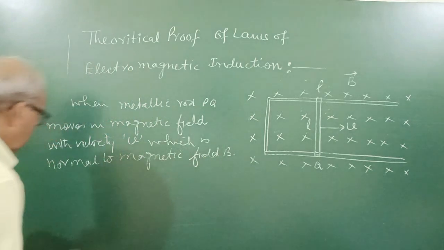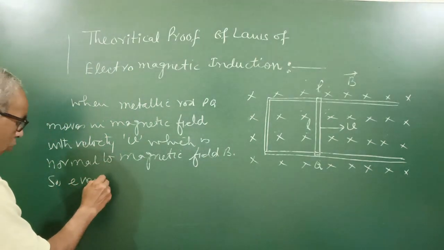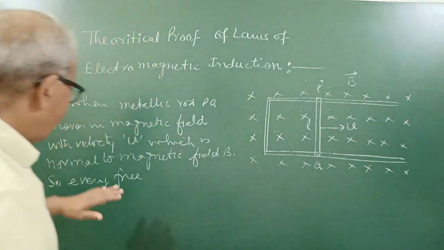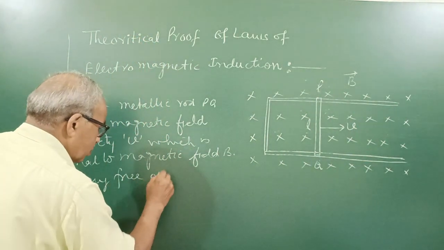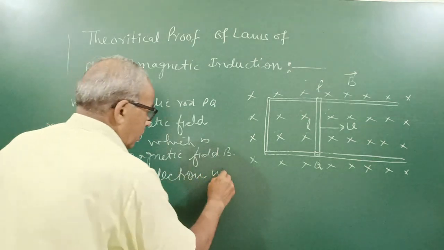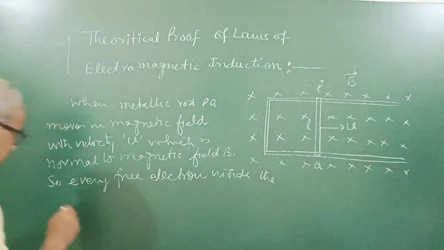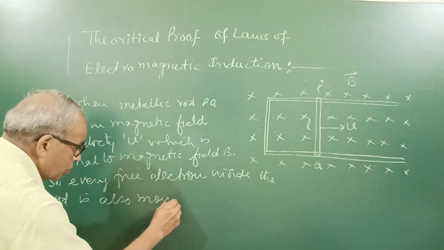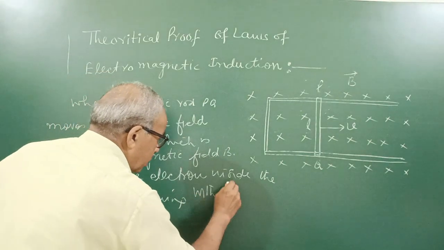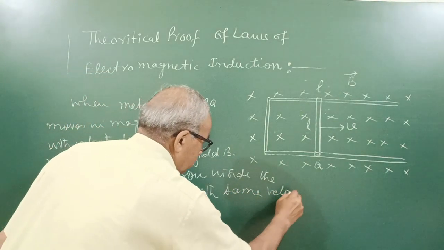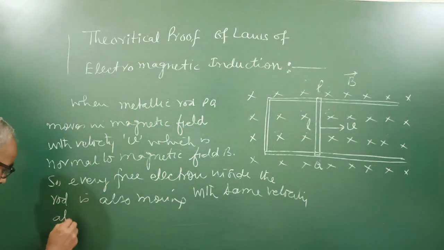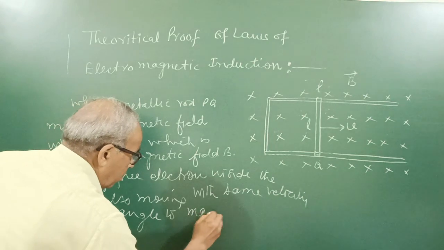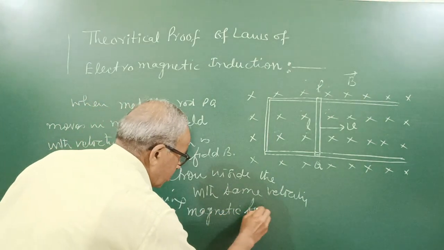every free electron inside the rod is also moving with the same velocity, at right angle to the magnetic field B.